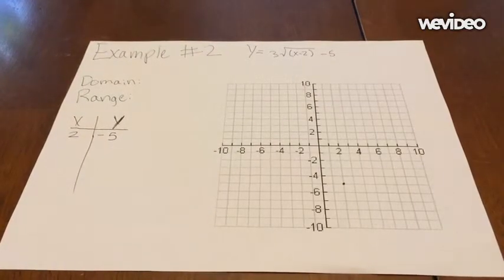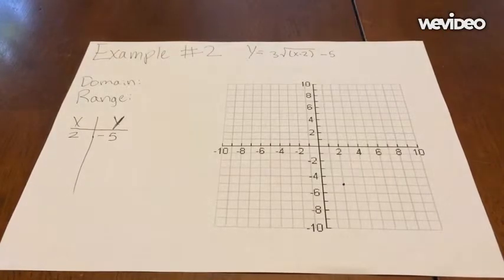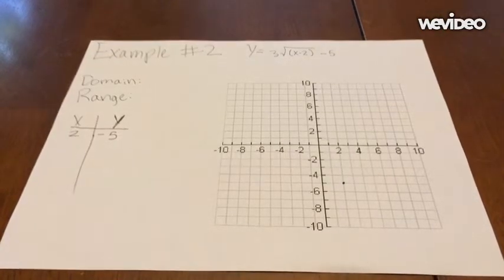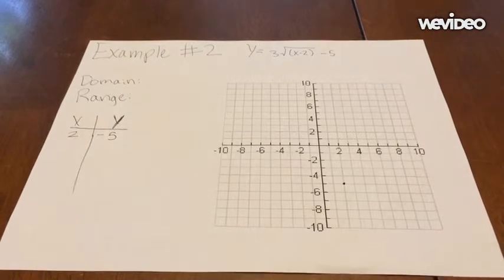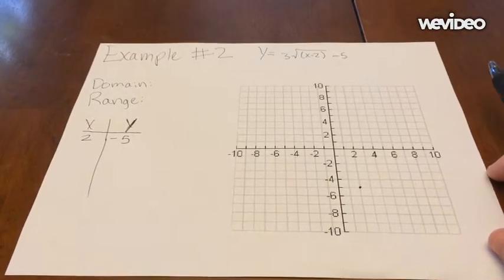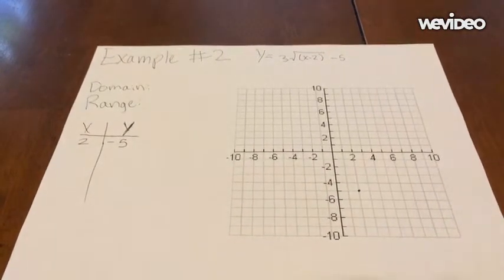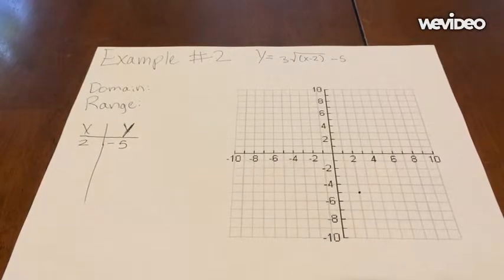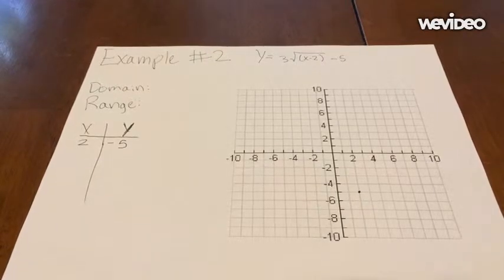We're going to put these squares that are going to come out to nice whole numbers in there. So we're going to start off with we have our 2, so 2 minus 2 is obviously 0, square root of 0 is 0, times 3 is 0, minus 5 is negative 5.